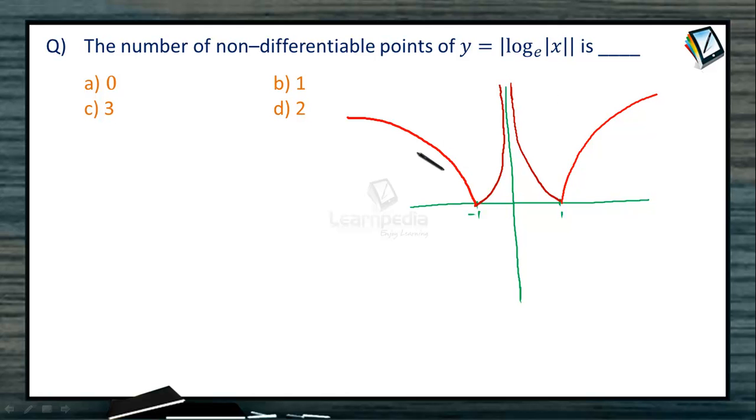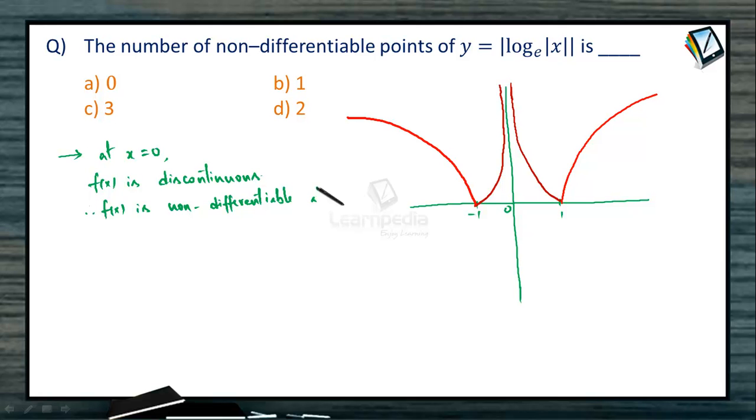Now if you look at the total graph here, we have two very important observations to make. The first observation is that at x equal to 0, the function f of x is discontinuous, right? Now, every discontinuous function at the point of discontinuity is non-differentiable. Therefore, we conclude f of x is non-differentiable at x equal to 0. We have identified one point of non-differentiability.